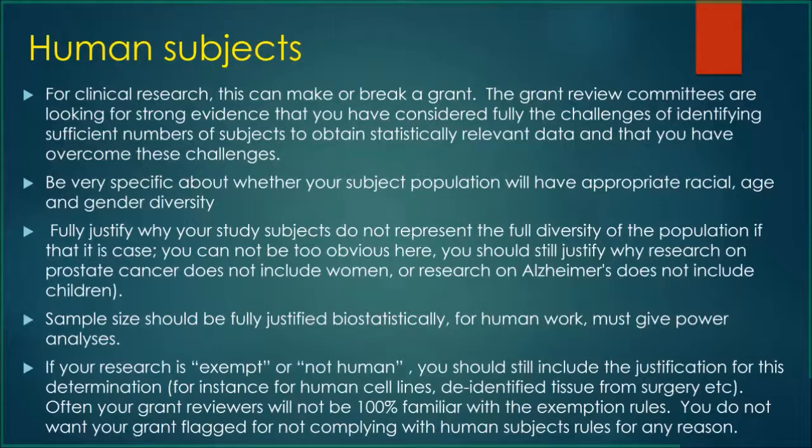One thing that you absolutely do not want to have happen is to have your grant reviewed or flagged for not complying with human subjects rules for any reason. Even if it turns out the flag is wrong, it is way harder to get a grant through that has been flagged by the NIH for any reason, even if you're correct and the reviewer was wrong. It just makes your life way more difficult. So by saying obvious things, it's way less likely to get flagged.